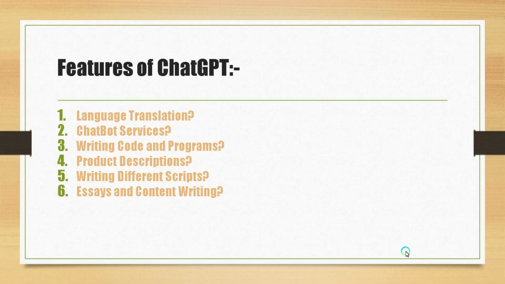In addition to generating text, ChatGPT is also able to perform various natural language processing tasks such as language translation and summarization. This makes it a powerful tool for a wide range of applications including chatbots and language translation services. It can also help us in writing programs and do stuff like coding. Moreover, ChatGPT is able to generate product descriptions, articles on any topic, scripts, and essays. So now let's see how we can use ChatGPT.